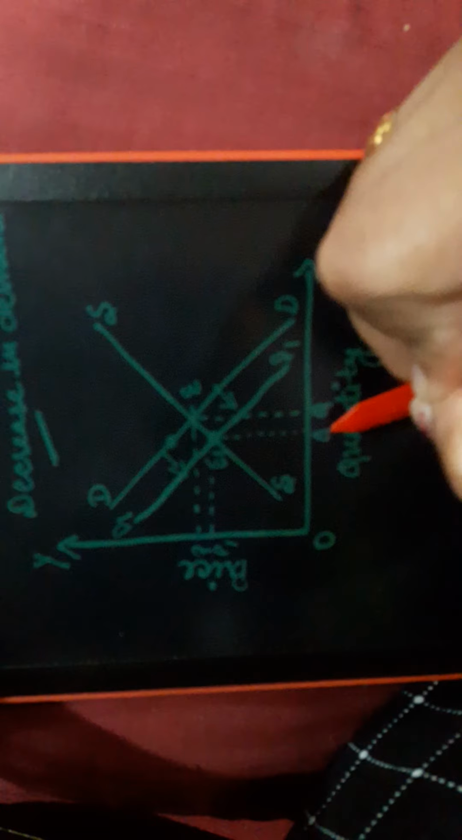So we will discuss three cases. In the first case, we will discuss the change in demand only, where supply would be constant. In the second case, we will discuss the change in supply, where the demand would be constant. And for the third case, we will discuss the simultaneous change in both demand and supply.